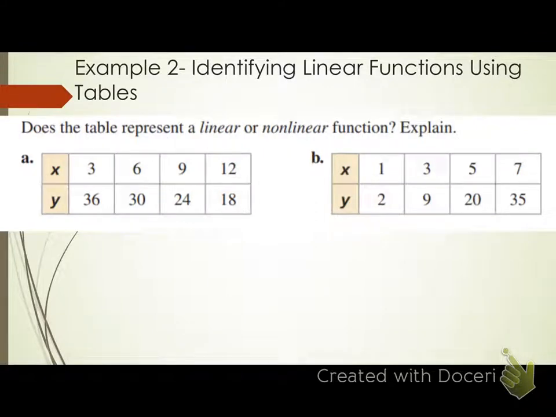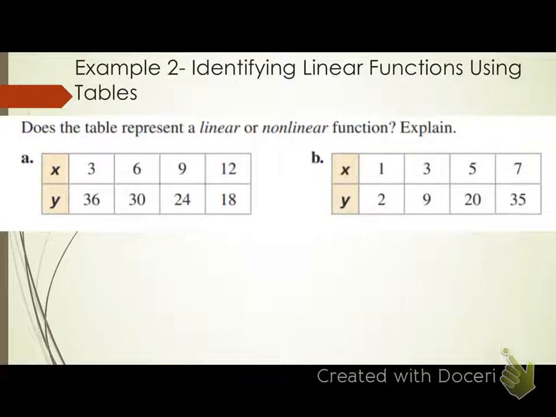I now have a table of values, and it wants me to tell you whether the table represents a linear or nonlinear function and explain. Any ideas on how I'm going to do this? Yes. So A is linear. Why is it linear? Because it goes up 3 each time. 3 plus 3 is 6. 6 plus 3 is 9. It goes up by 3 each time. The x values?